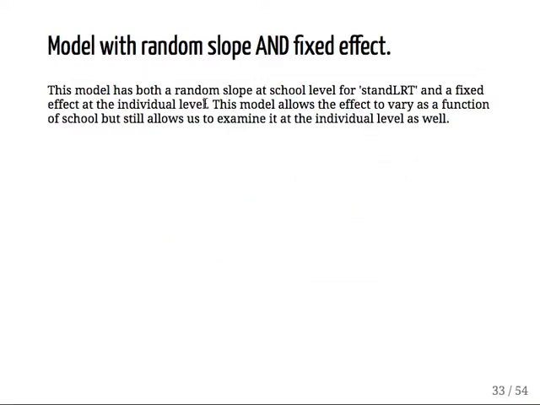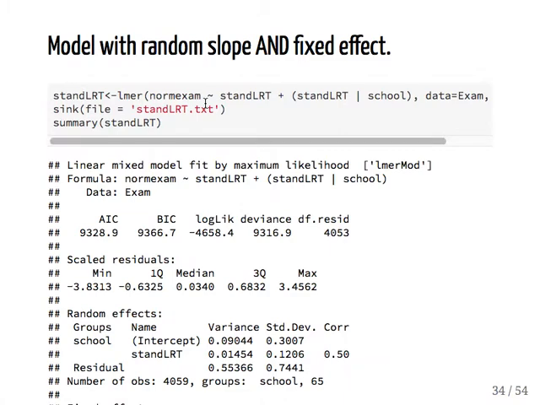So now we can have a model with a random slope and a fixed effect. We now have stand LRT as a fixed effect, but also as a random effect. So we allow it to vary between schools, but we also allow for the individual level. This model allows the effect to vary as a function of schools, but it still allows us to look at the individual level to see if there's something going on. Because it could be that when we initially built this model, we were just looking at differences between schools, and we were over-optimistic in what the stand LRT effect was.